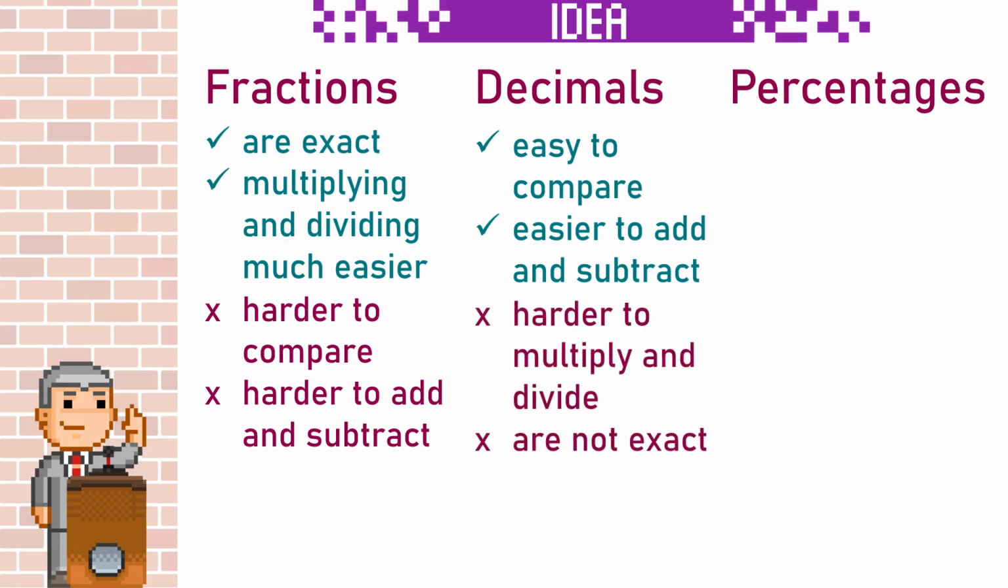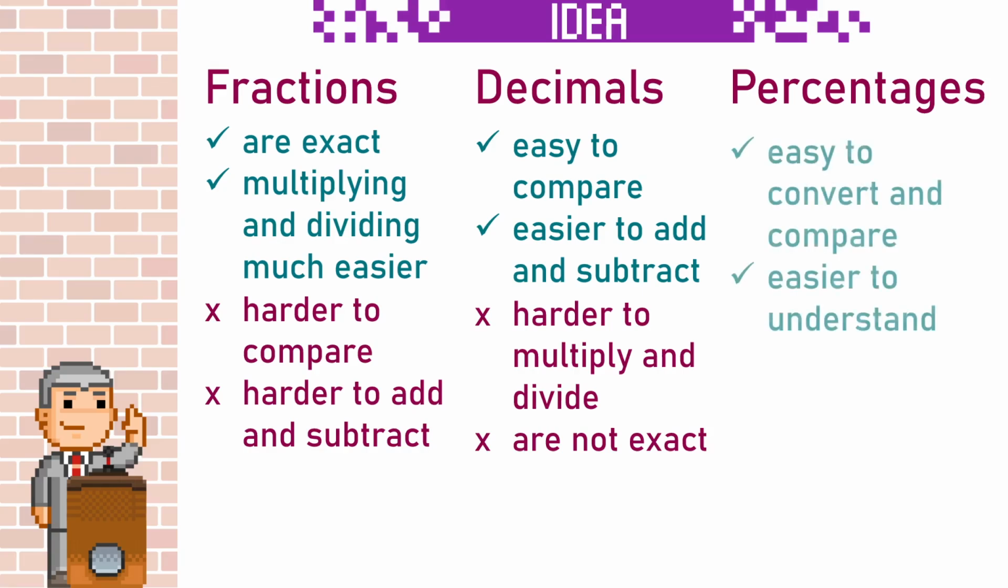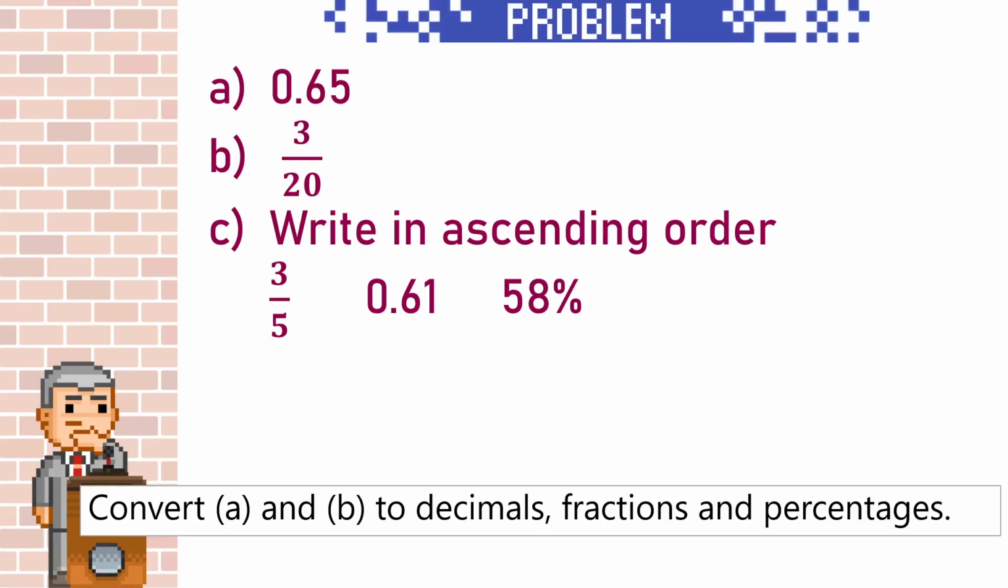But they are much harder to multiply and divide and are not exact because with decimals you often have to round. Percentages are easy to convert and compare and easier to understand. In newspapers, you're way more likely to get percentages than fractions and decimals. But they are harder for all the operations. Let's have a look at these questions.